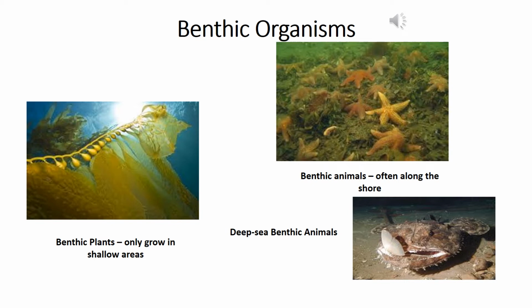It's evolved this way. Benthic organisms. Benthic meaning bottom, as we discussed a little while ago. Benthic plants only live along the bottom where sunlight gets in. Otherwise, it cannot produce chlorophyll. Benthic animals live along the shore, such as starfish. Deep sea benthic animals, such as the stonefish, live at the deep depths.